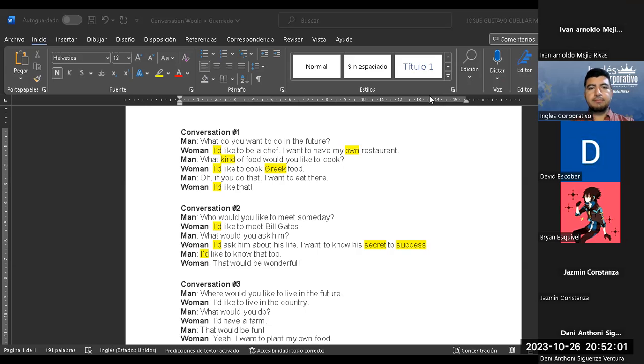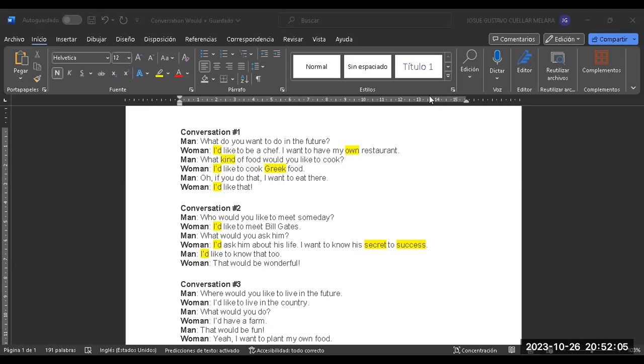What do you want to do in the future? I like to be a chef. I want to have my own restaurant. What kind of food would you like to cook? I like to cook Greek food. Oh, if you do that, I want to eat there. I like that. Perfect. Thank you.